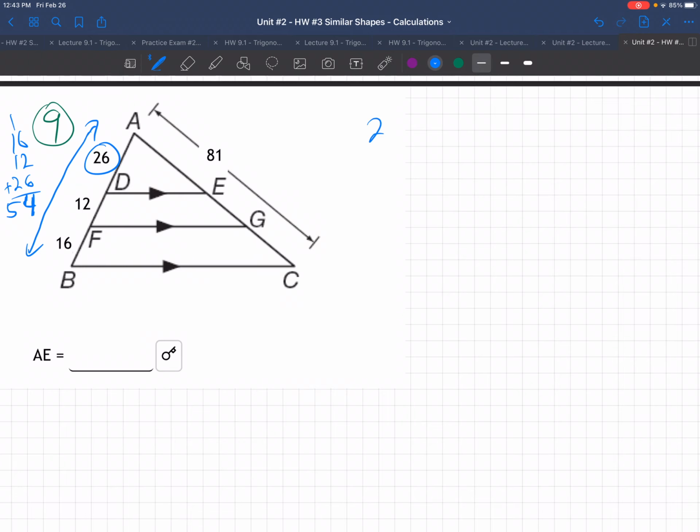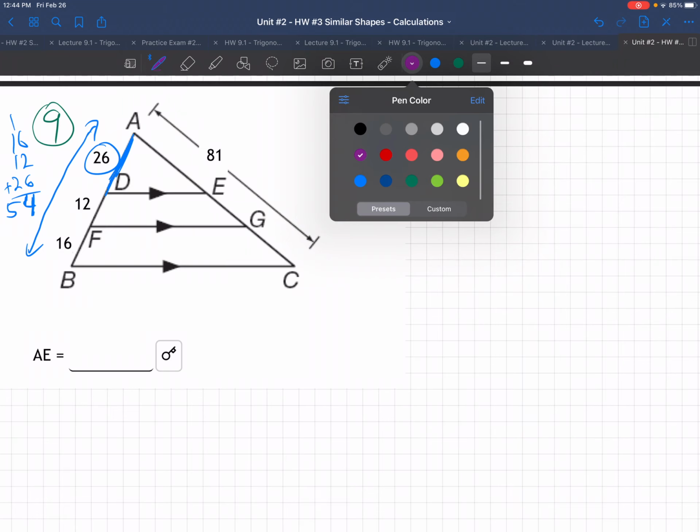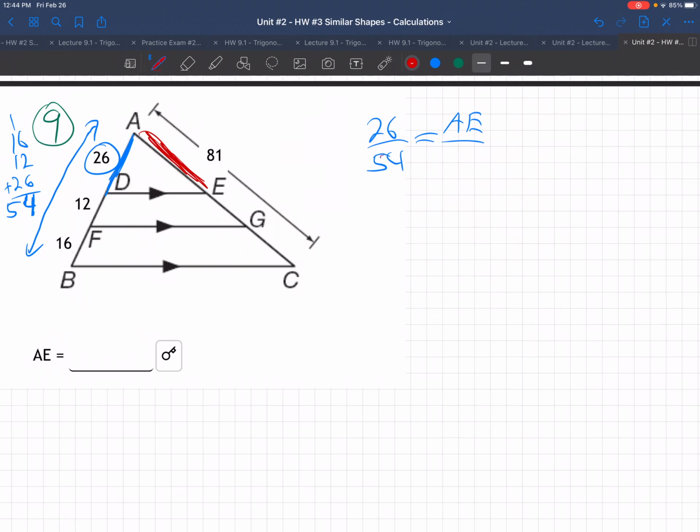You could say 26 is to 54, like just this part out of the whole thing is going to be AE, right? Just the AE right here out of the whole thing, 81. And you can just directly get AE. Does that make sense what I'm doing? See that? This little part out of the whole thing, 26 out of 54, is this little part out of the whole thing. That'll work, right?